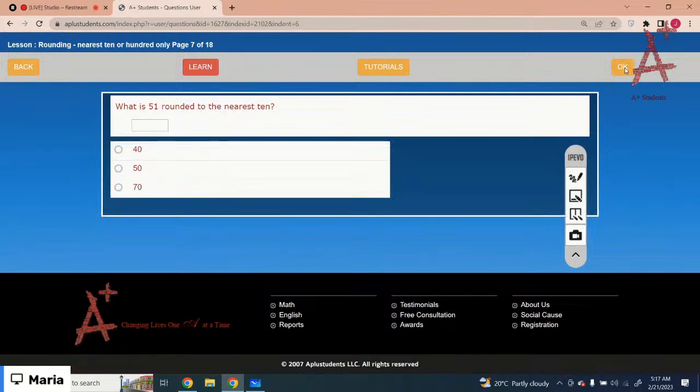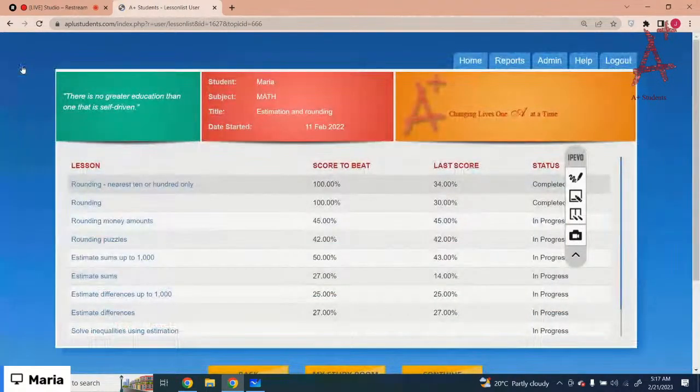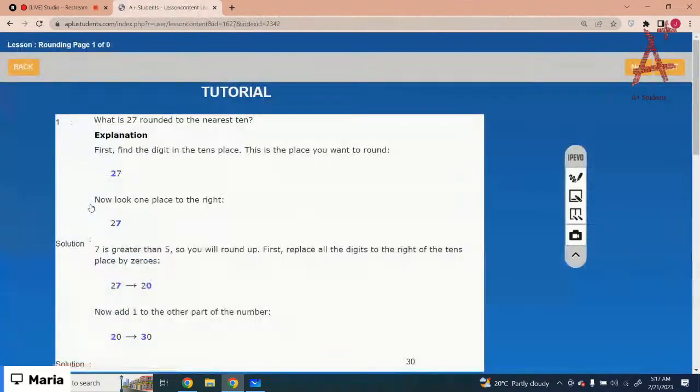The next one is, what is 51 rounded to the nearest 10? So 51 is rounded off to which 10? 51 is rounded off to 50. Got it? Okay, you can complete the test by yourself later today. Let me just move on to the next lesson. And the next lesson is rounding. Let's just start with the next lesson.